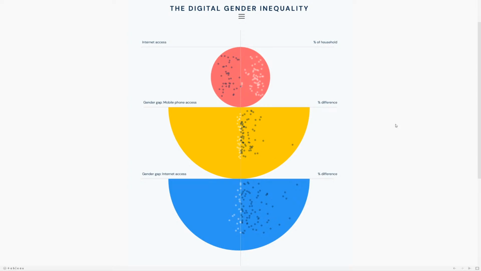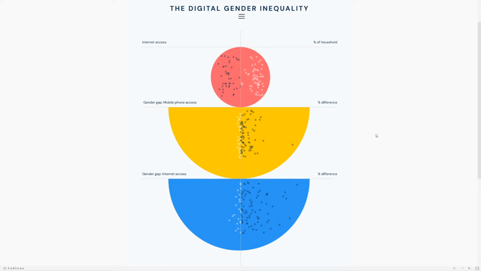But then, once you move into the yellow segment and the blue segment, that central line no longer represents 50%, it represents a 0% gap. And it really powerfully tells the story about how you want to be congregating in the lower sections of this viz around that middle line, because that's parity. In an ideal world, all the dots in the red circle would be to the right. Everyone would have access to the internet. And then all of the dots in the lower two sections would be congregating around the middle and have parity.